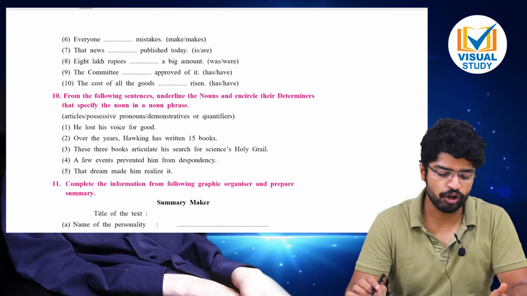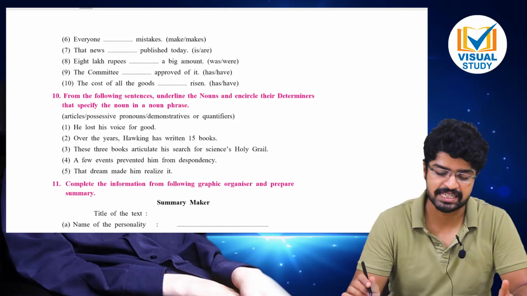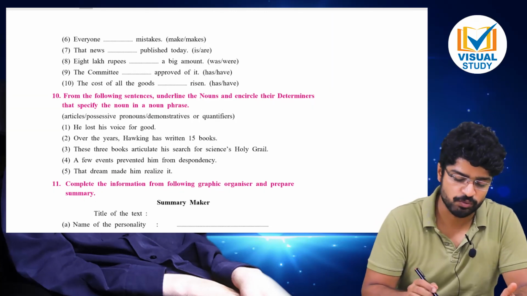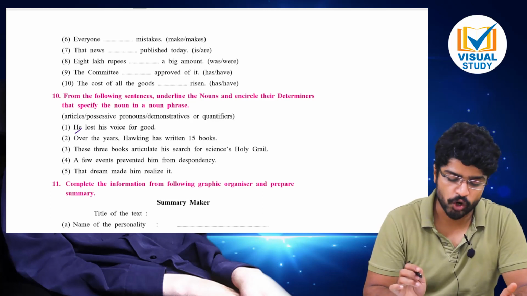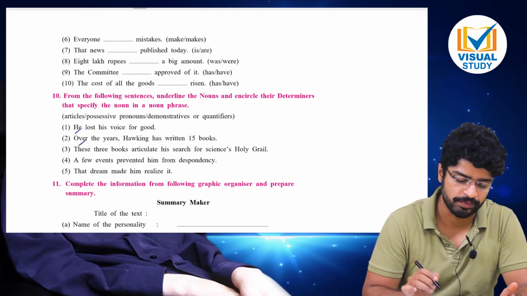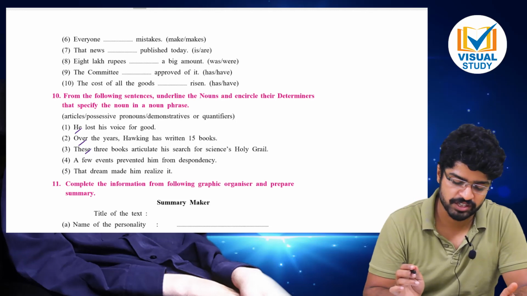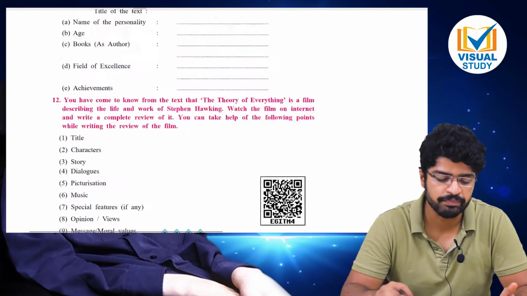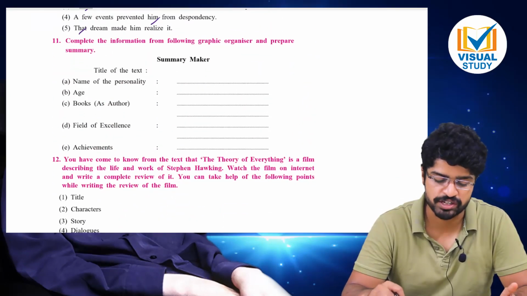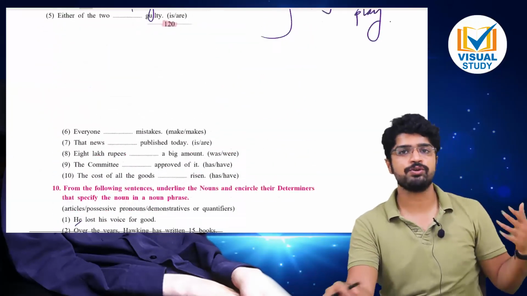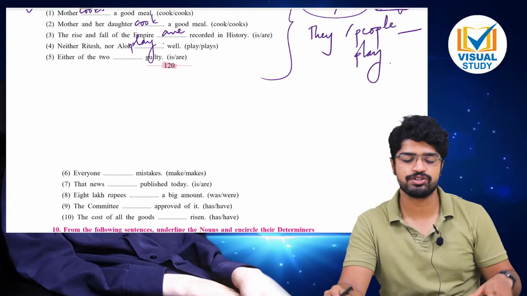Next one, from the following sentences, underline the nouns and encircle the determiners that specify the noun in a noun phrase. So he lost his voice for good. Over the years, Hawking has written 15 books. Demonstrate over the years. So over these 3 books, a few events prevented him. That dream made him realize. So that's it, everybody. Demonstrative means the things which demonstrate, the things which point out and clearly depict. That's called demonstration. So this is again the activity-based questions of this chapter.